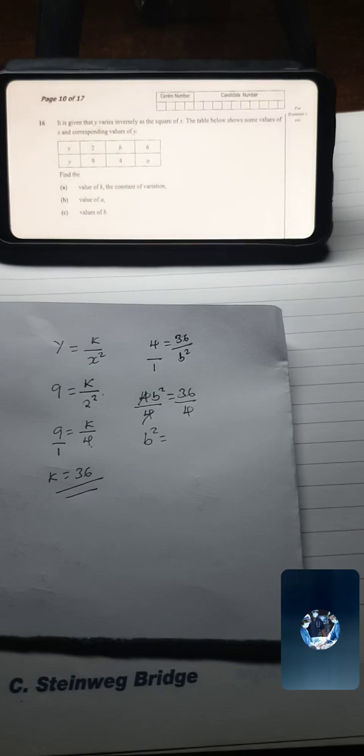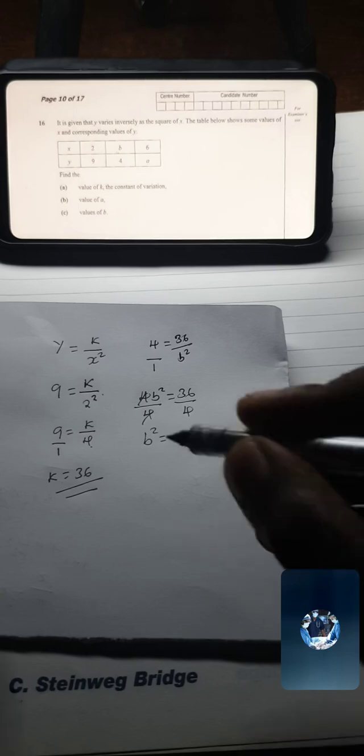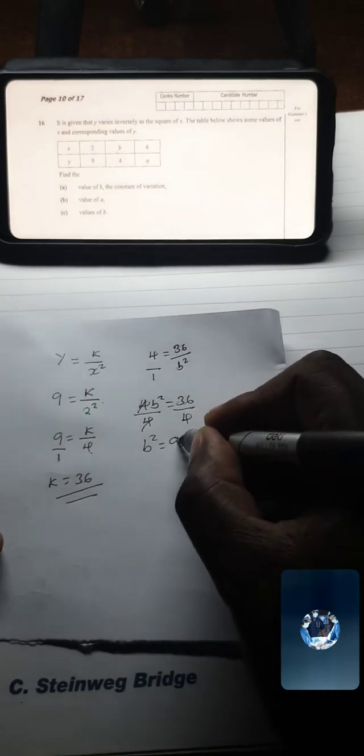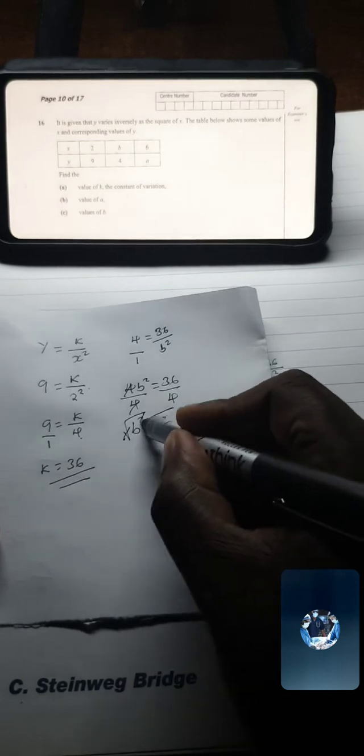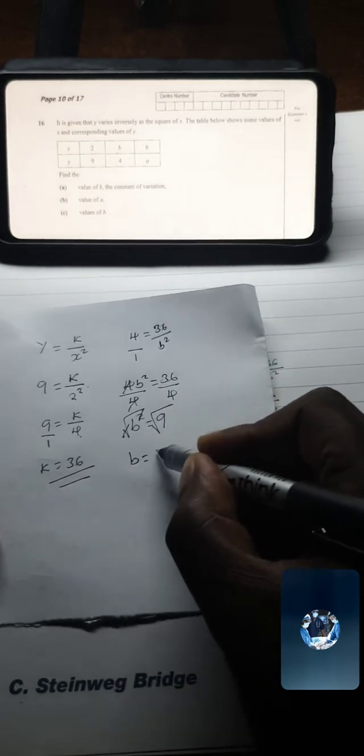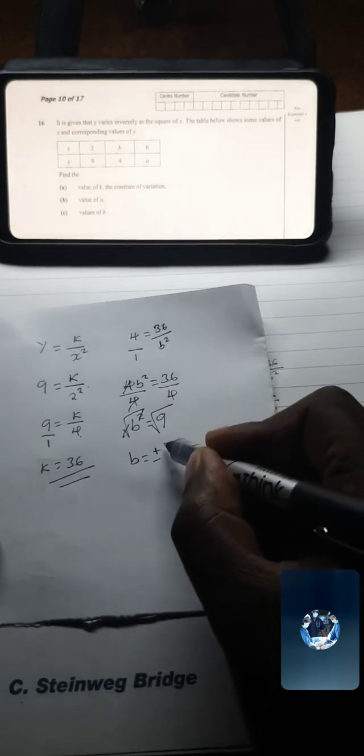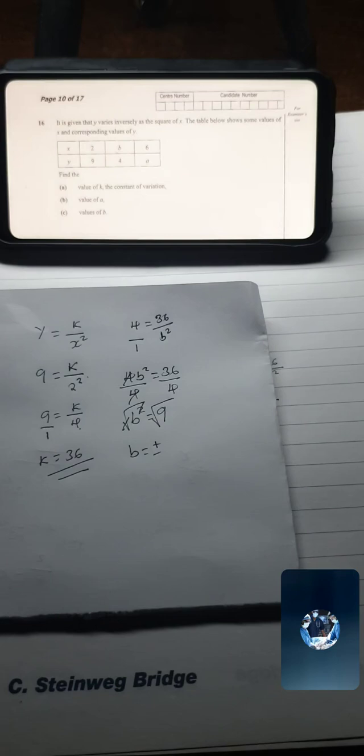It's 9. What is the square root of 9? Oh, wait. What is the square root of 9?